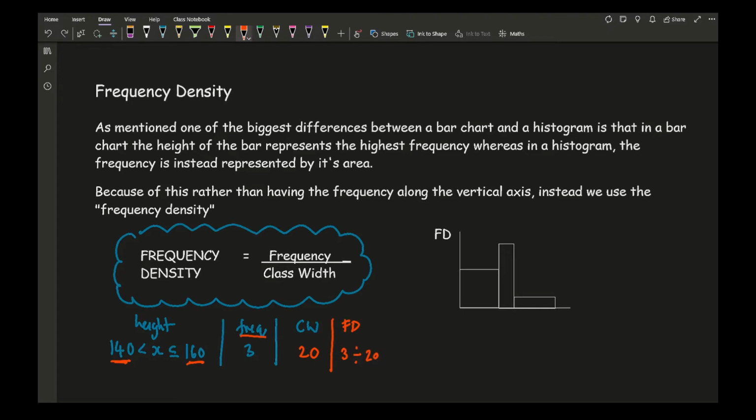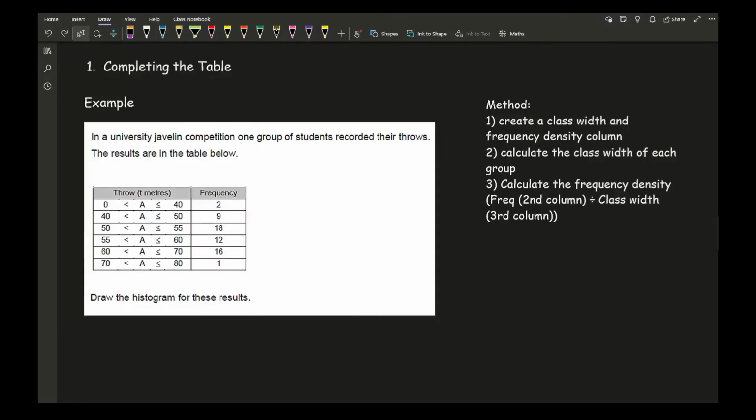Once you've calculated the frequency density for each of the rows that you've got, the next thing we then need to do is plot it. Your first column, the group data, always gets plotted along the x-axis, or this axis here, and the frequency density is what gets plotted along the vertical axis, and that's always going to be the case. So now let's go on to actually drawing a histogram.